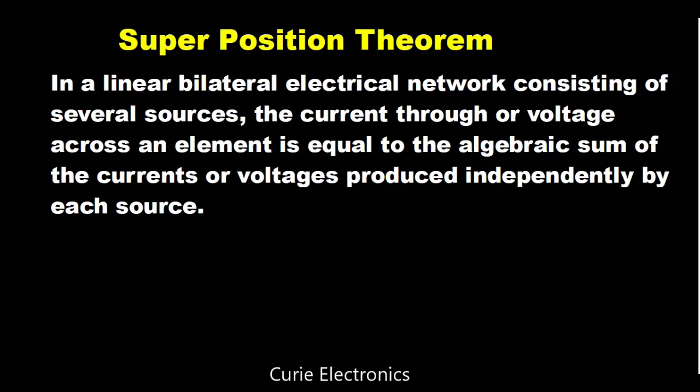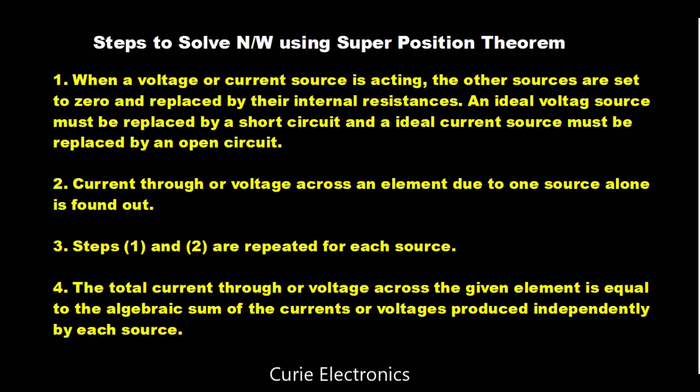The current through or voltage across an element is equal to the algebraic sum of the currents or voltages produced independently by each source. You can learn this theorem yourself. We have to solve a simple problem and understand this theorem.